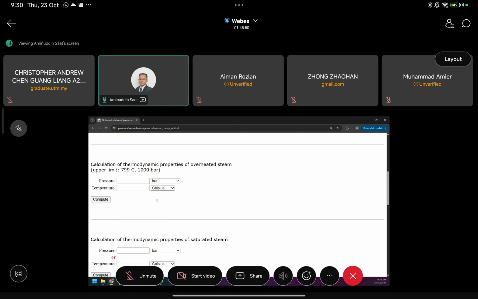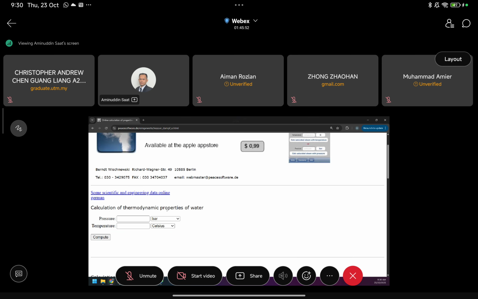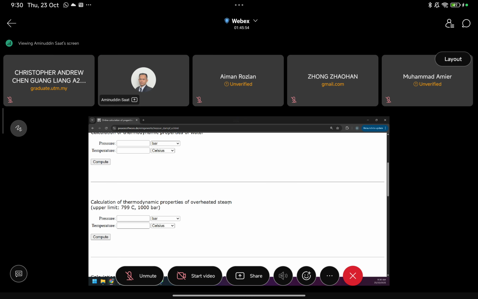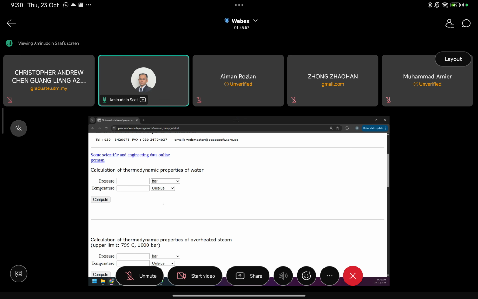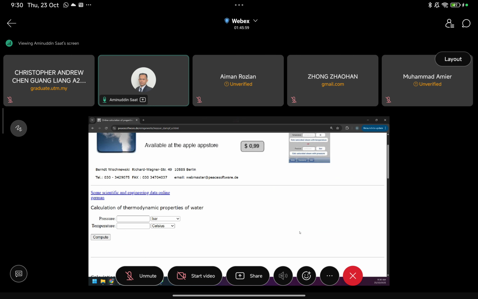It is superheated. Overheated steam. Okay, never mind. Later, if I can find a good table properties from online, I will share it with you in the class. Okay.